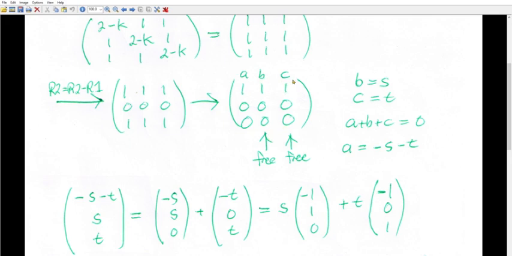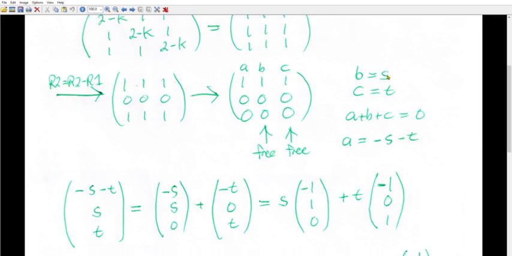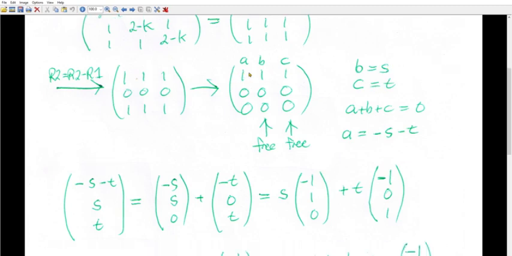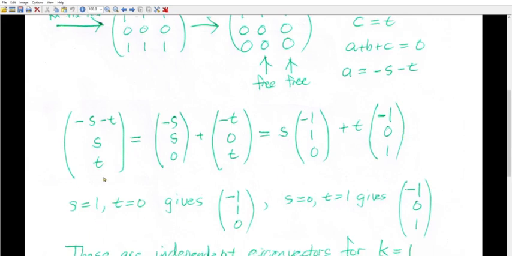These are free columns. And there are 2 free columns, so there are 2 free parameters. C is T, B is S, and the only equation we've got is this one, which says A plus B plus C is 0, which, since B is S and C is T, leads to A equals minus S minus T. Now, we look at our solution written in column vector form. A is minus S minus T, B is S, C is T, and we now break that up into the S stuff and the T stuff.